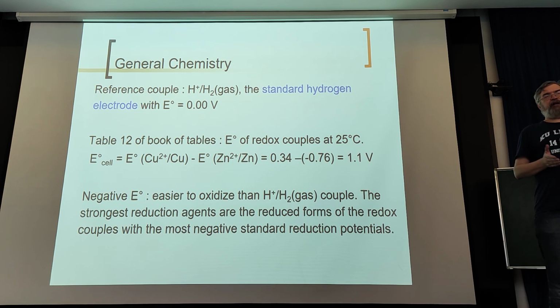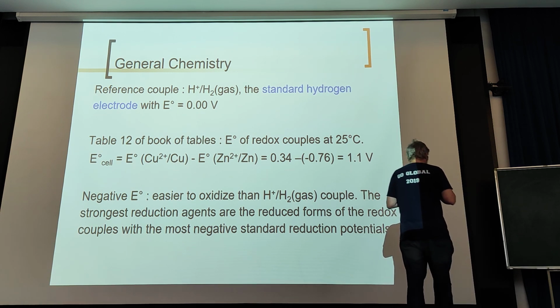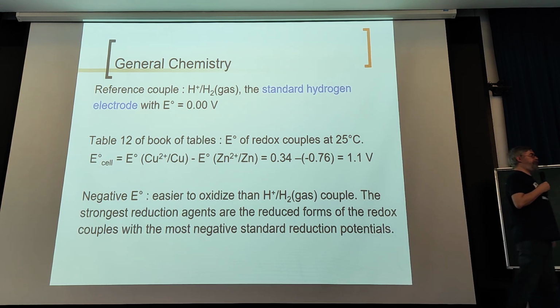So everything is relative to that, and some will have a positive potential as compared to the standard hydrogen electrode. Others will have a negative potential. What does it mean if they have a positive potential? It means that they are stronger oxidants. For instance, copper 2+ has a potential of 0.34 volts. You can find that in table 11. So that means it's more strongly oxidizing than H+, which is the oxidant in the case of the standard hydrogen electrode.